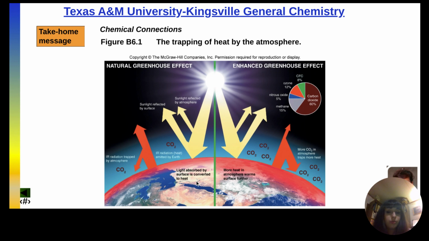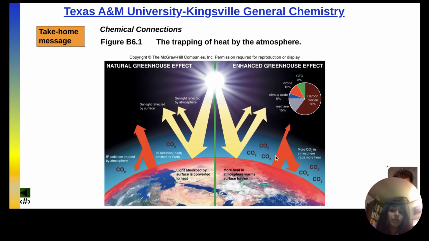Light is absorbed by the surface and is converted into heat, and at the same time some of it is being reflected by the surface and also by the atmosphere. So a portion of it is being taken in and a portion is being reflected, for our heat and our radiation. The light is converted into heat.